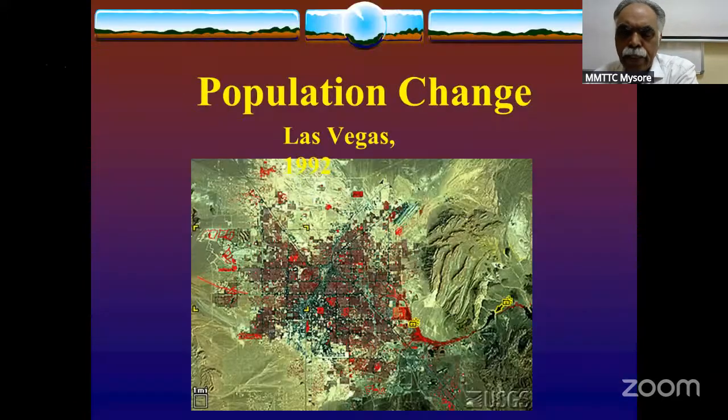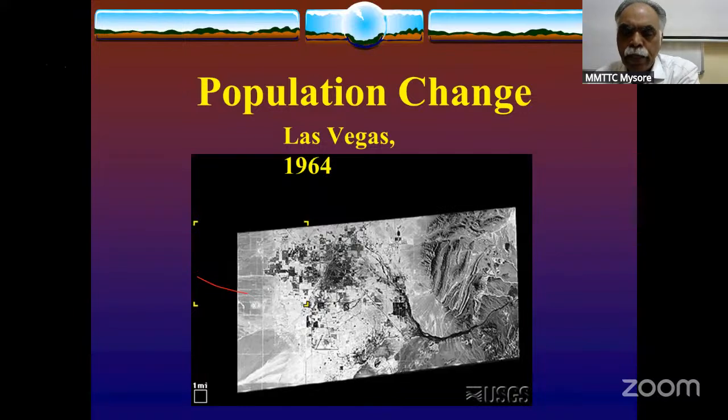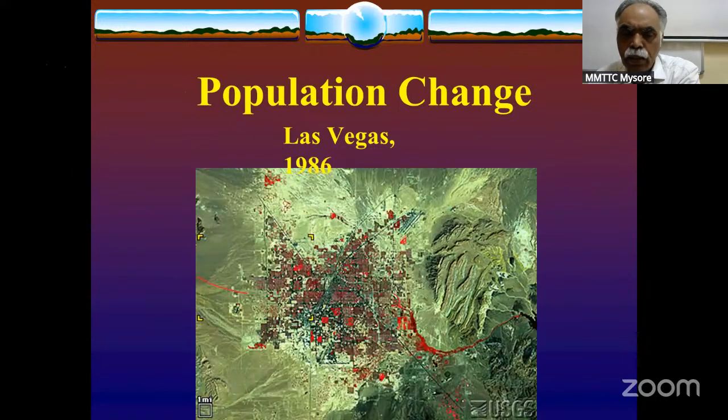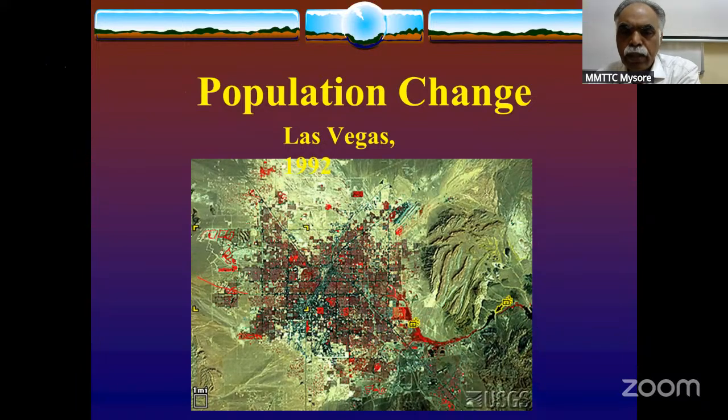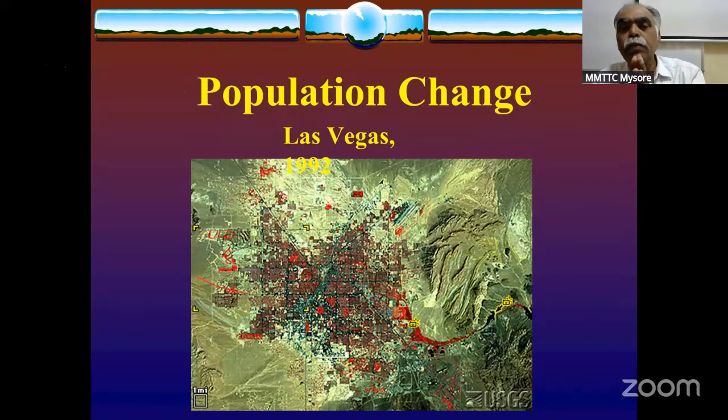It is not only related to physical aspects; even human-related aspects can be studied through satellite images. That's what I wanted to show, how population data can be assessed through satellite images. If you take the population change, in 1964 the city was so small, in 1972 it became so big, and in 1986 much bigger, and then 1992. Likewise, satellite images provide not only the physical data of the region, but also the population data.